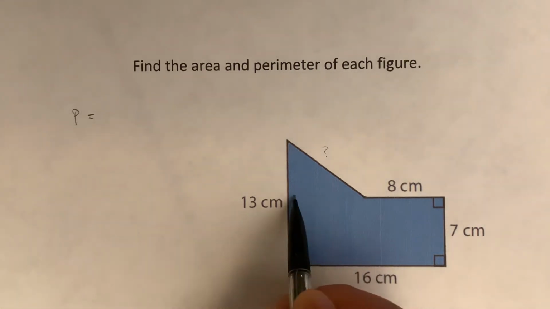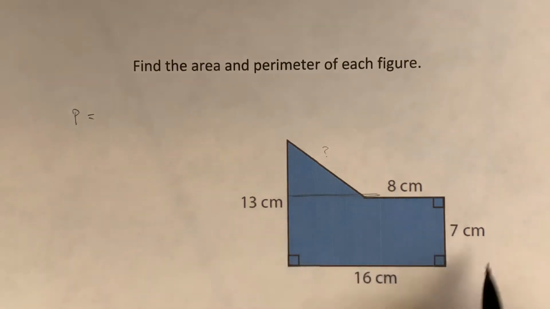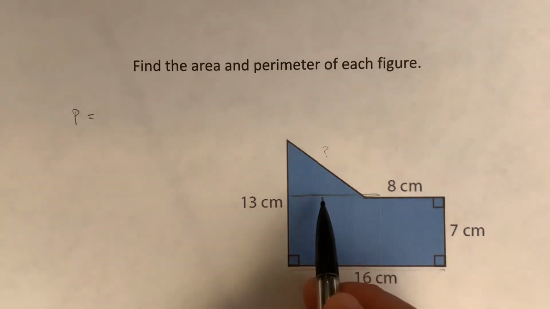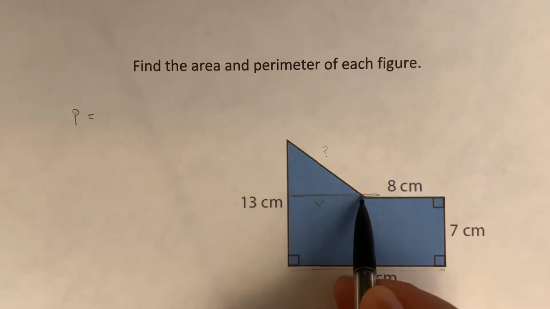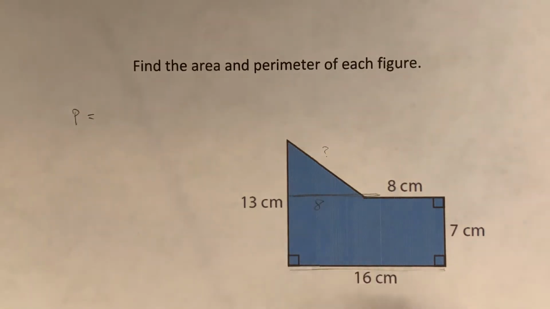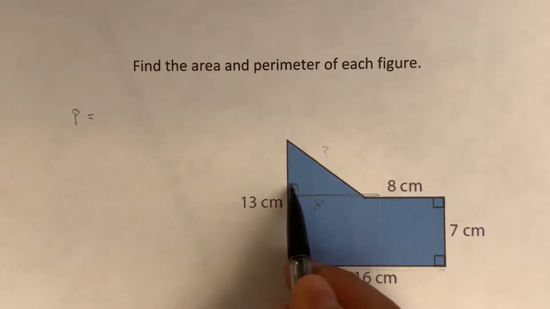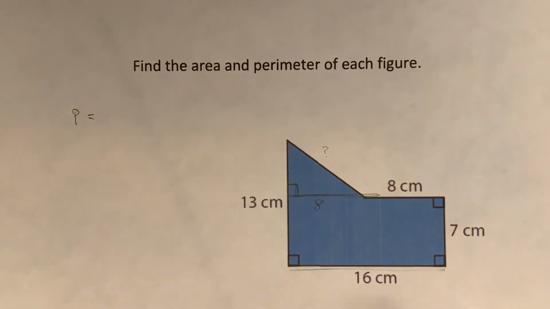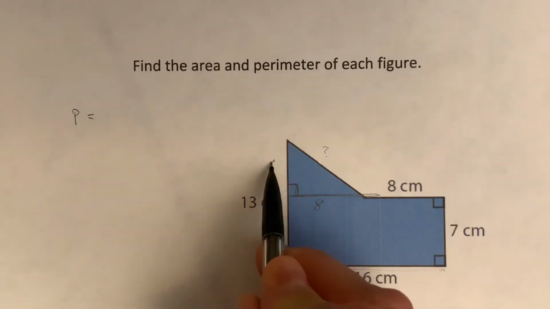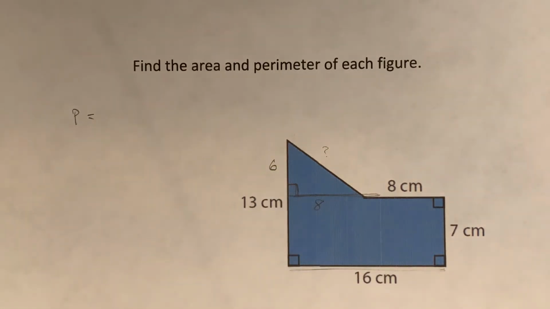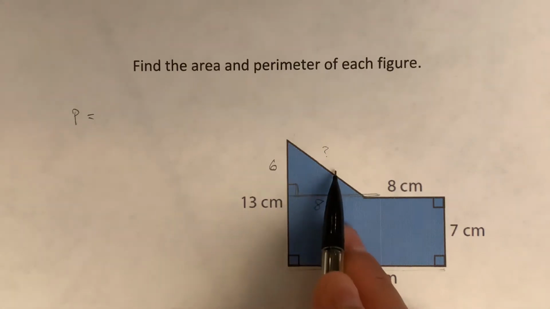If you go across here, we can see that this whole bottom is 16, and then 16 minus 8 gives us 8 right here. So that's 8, we know that. And then we have a right triangle here, right? Maybe some of you know where I'm going with this already. And then I have a 13 for this whole side here, minus 7 gives us 6. Which means we're going to use the Pythagorean theorem to find this missing side.